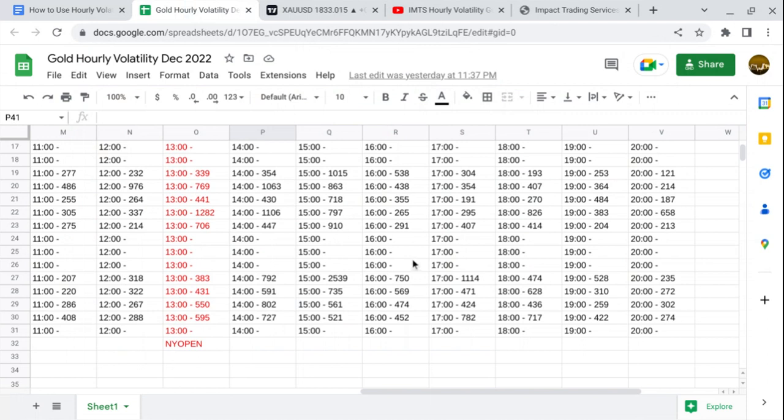Our hourly volatility data for gold tells us that prices moved 700, 500, 400, 700 between the hours of 1400 and 1700. Prices moved 800, 500, 700. We have 2500, 700. That's 792, 800, 600, 1000, 1000, 800, 1000. So we would expect a 1,000 pip move in between these hours so we can plan our next trade.